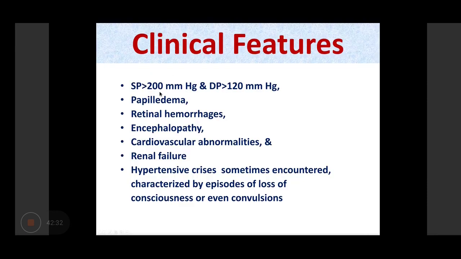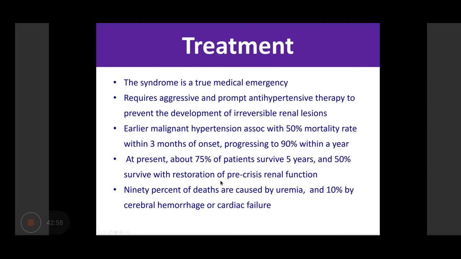As far as the clinical features are concerned, the systolic blood pressure will be more than 200 and the diastolic blood pressure more than 120 millimeters of mercury to classify as malignant hypertension. The patients will have edema, retinal hemorrhages, encephalopathy, cardiovascular abnormalities, and bleeding. And sometimes you can have hypertensive crisis characterized by episodes of loss of consciousness. This syndrome is a true medical emergency and it requires aggressive and prompt antihypertensive therapy to prevent development of irreversible degeneration. The mortality rate is very high.